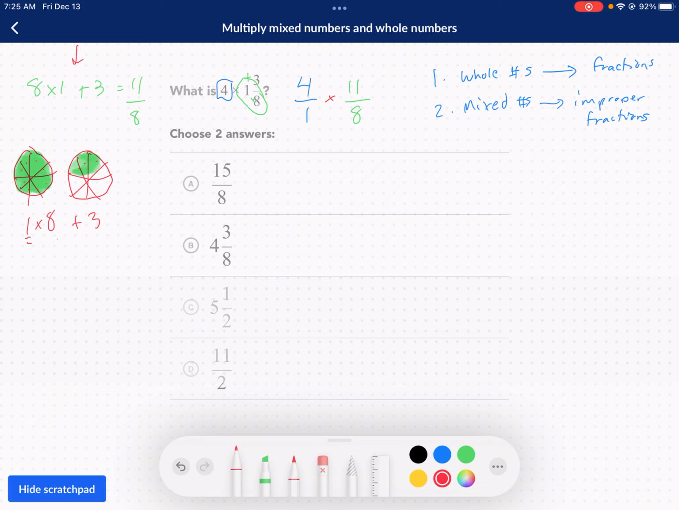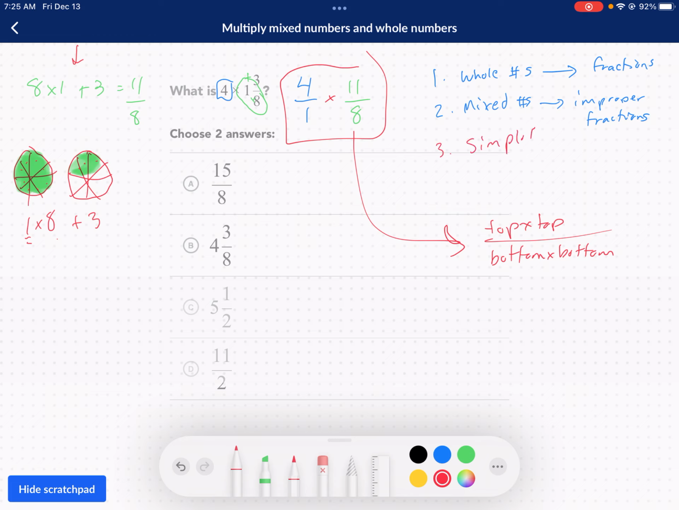Okay, so now we have a much easier problem. We can apply our multiplication rules for fractions, which is top times top, bottom times bottom. And we just leave that fraction bar in between. Now, this third step, which I didn't mention before, is you're going to simplify if possible, which could happen. So we're going to see if this one is the case. I think it is. With this problem, we have 4 times 11 in the top, and we're going to have 1 times 8 in the bottom. That gives us 44 over 8.